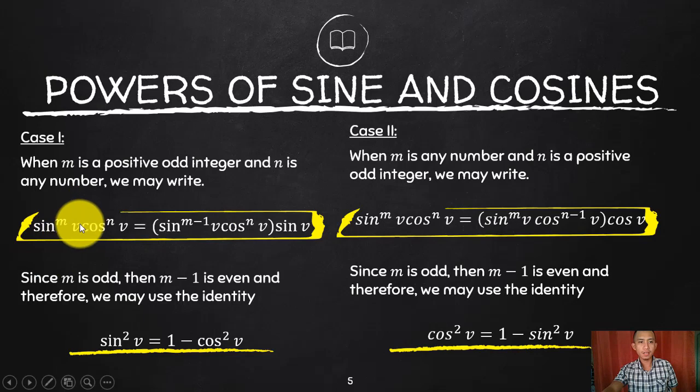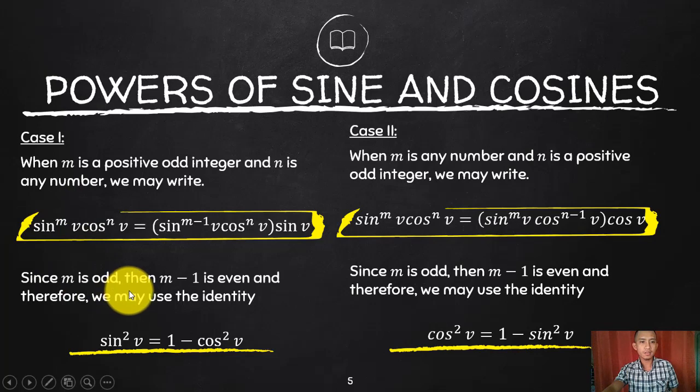In this form, let's say when m is a positive odd integer and n is any number, we may write it so. If we have this form of function wherein you are integrating sine raised to m, any function of course, and m should be a positive odd integer, and your n, the power of your cosine, is any number, then this will fall under your case 1. So how are we going to integrate this one?